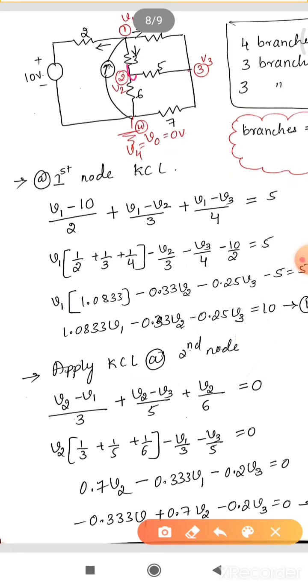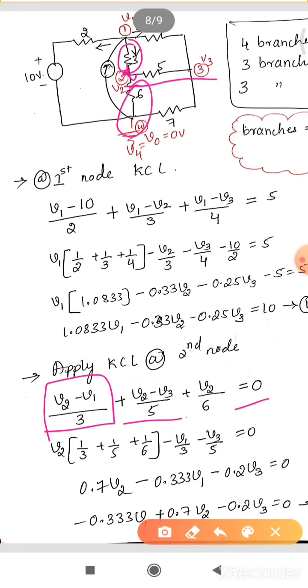Observe. So at the second node, you are at the second node, therefore V2 is greater than V1. You are assuming. So (V2 minus V1) divided by 3, next plus (V2 minus V3) divided by 5. That is this one, 5 ohm resistance which is connected between V2 and V3. So (V2 minus V3) divided by 5 ohm. Next, last one is 6 ohm. That you can take as V2 minus V0, or you can directly write V2 by 6. Anyhow V0 value is 0 volt, equal to 0.